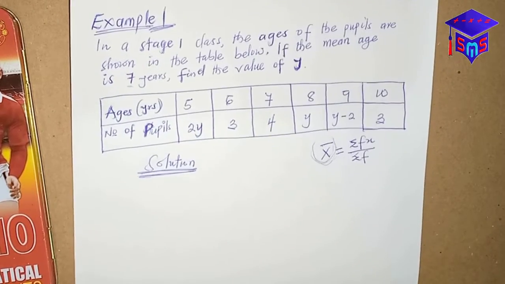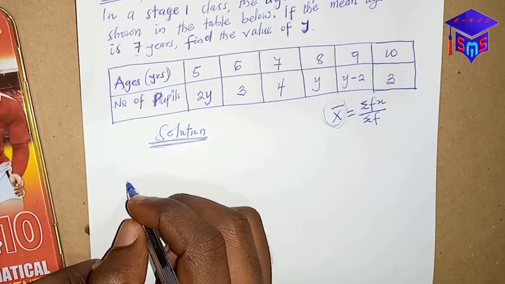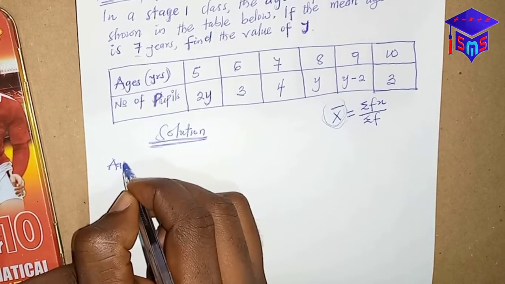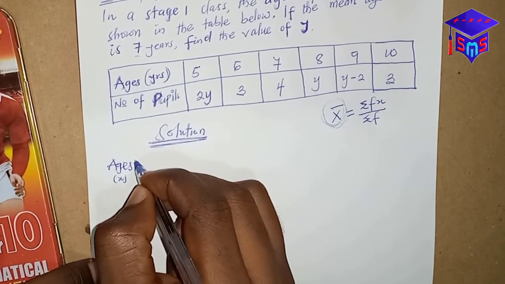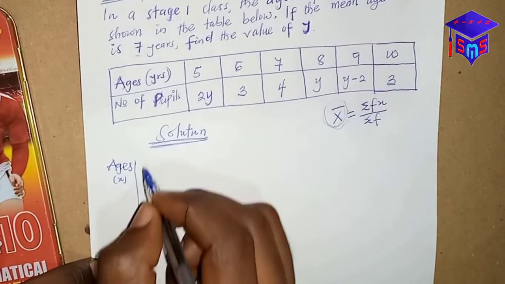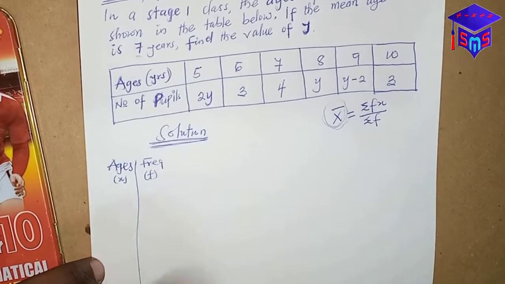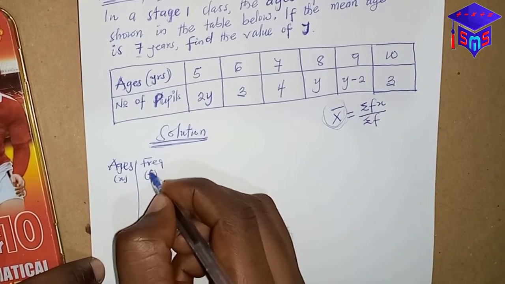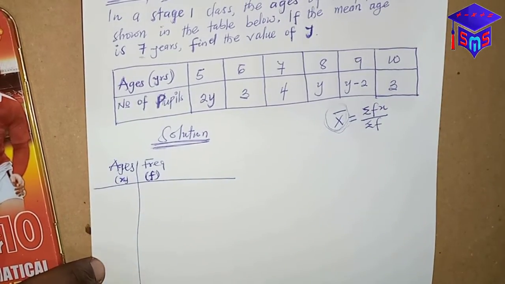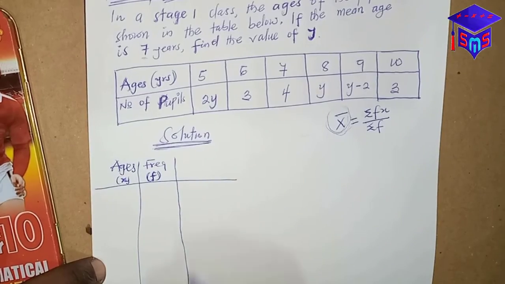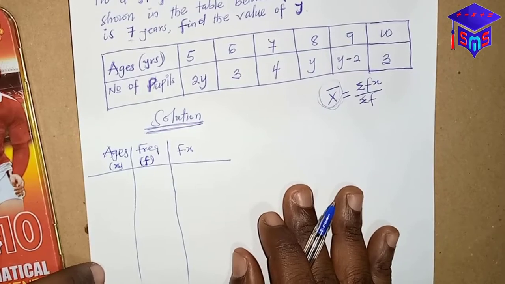We have to restructure everything by redrawing the table. So I have over here the ages, which are the x values. And then I have over here the frequency, which is going to be my f values. All right, now I have to get a column for the fx values, the product of the frequency and the x values.